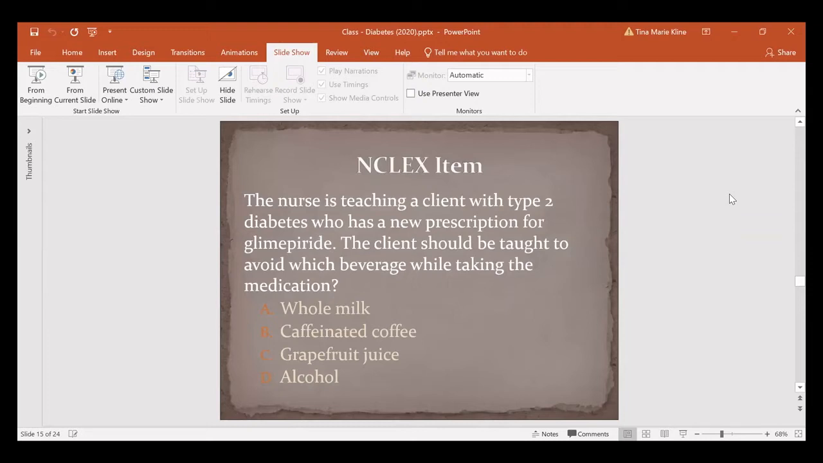So the nurse is teaching a client with type 2 diabetes. They have a new prescription for glimepiride. Which beverage should the patient avoid? Okay, which beverage should they be avoiding?